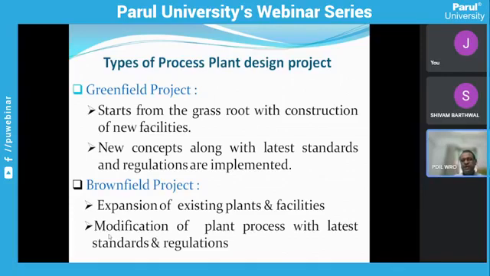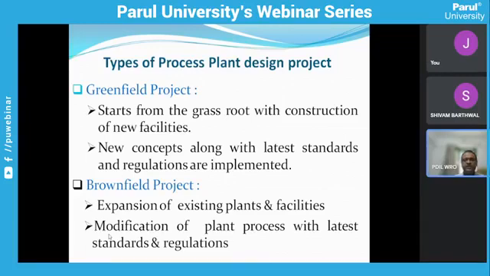That means first you have to do the adequacy study. That means whether this plant is adequate for applying the latest standards or guidelines, or whether it is compatible with the latest engineering standards and latest government norms. Based on that, you have to modify the plant, or there may be some other reason for modification. That means you have increased demand for the product, so you have to increase the production. If you have to increase the production, definitely you have to add some other units.